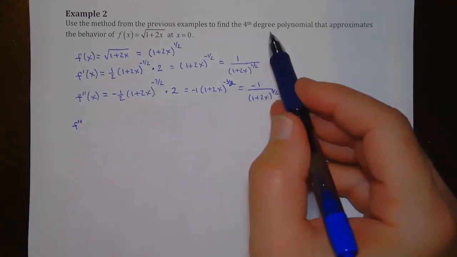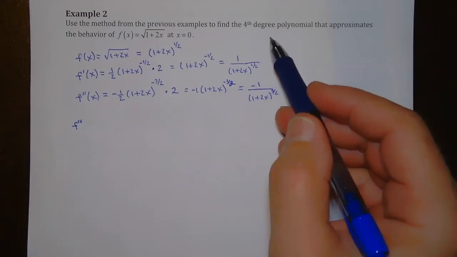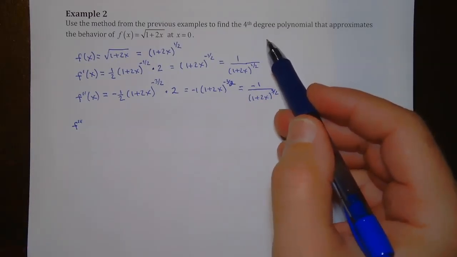Okay, why do we need to do all the way to the fourth derivative? Because we want to find the fourth degree polynomial, and we need that fourth derivative to find the coefficient of x to the fourth.